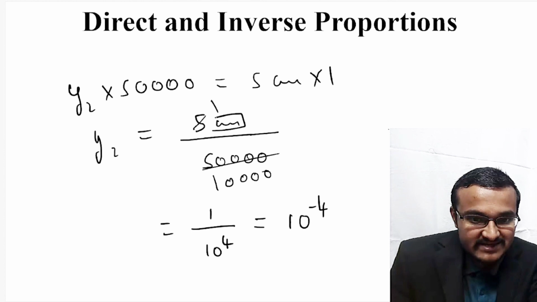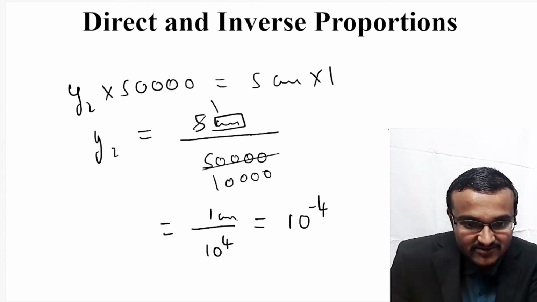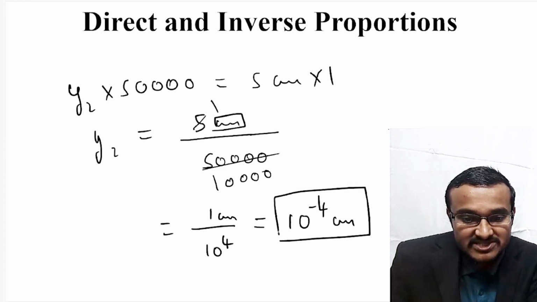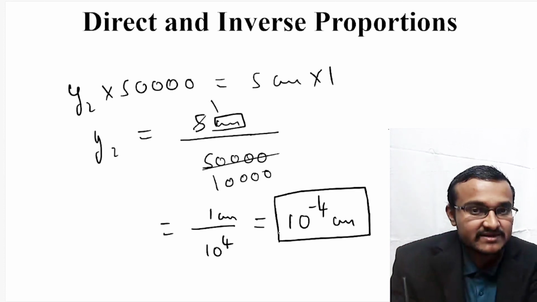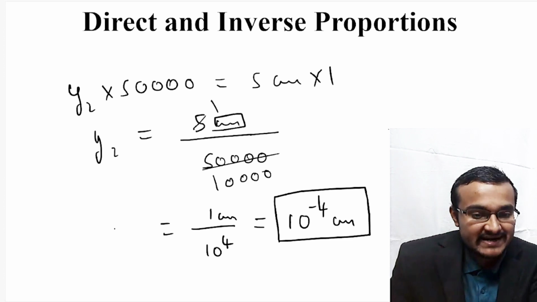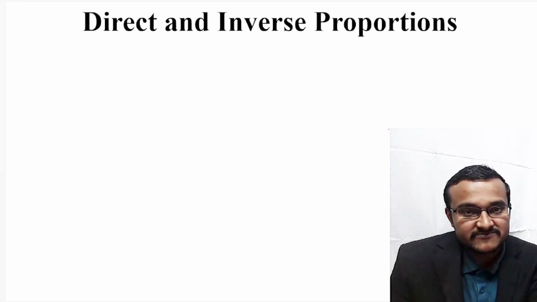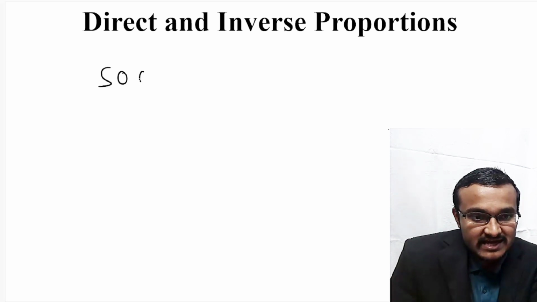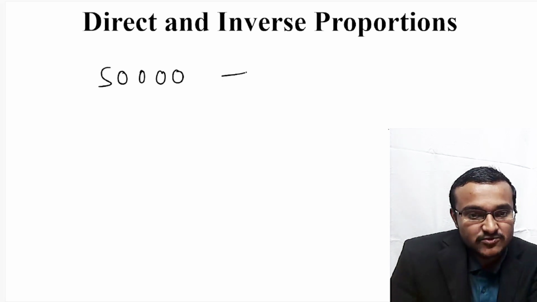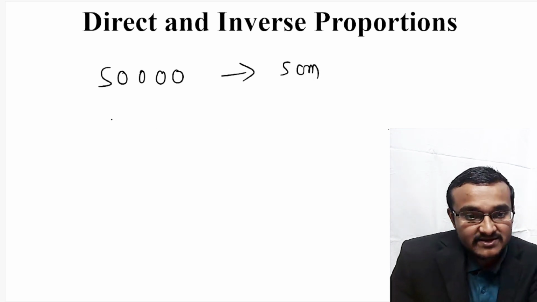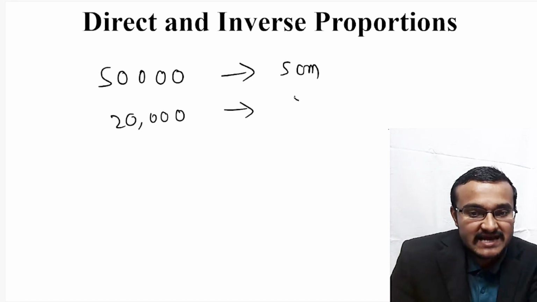Here this is 5 centimeter. So here also centimeter will be remaining as it is. So 10 power minus 4 centimeter is the length of the bacteria. So this is the actual length of the bacteria. Coming to the second part in this fifth question, here they have asked when 50,000 times enlargement was happening, at that time the bacteria was 5 centimeter in length. So what will be its length when 20,000 times enlargement is happening?